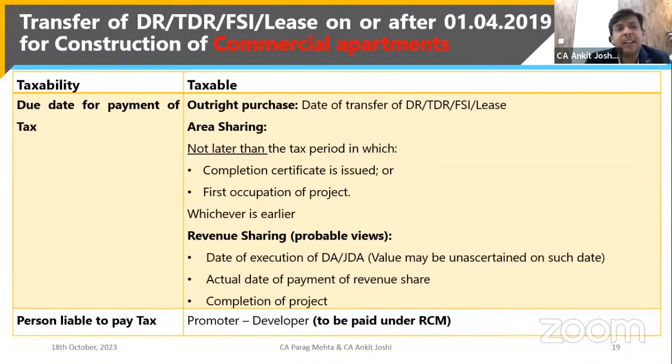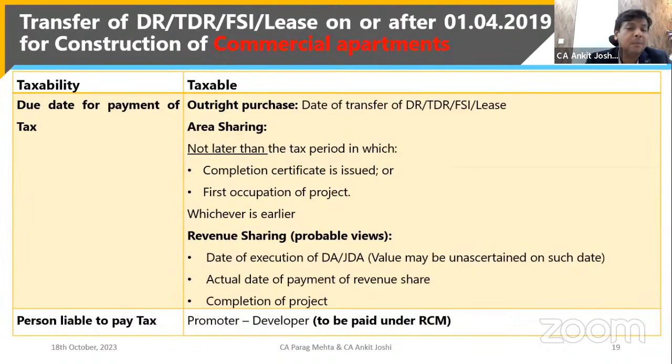In case of revenue sharing, what can be the due date for the payment of tax? It can be either the date of execution of the DA or JDA, the actual date of payment of revenue share, or completion. What we feel is that it should be the actual date of payment of revenue share, since we feel that it's a more accurate way of identifying the probable value of such TDR and development rights.